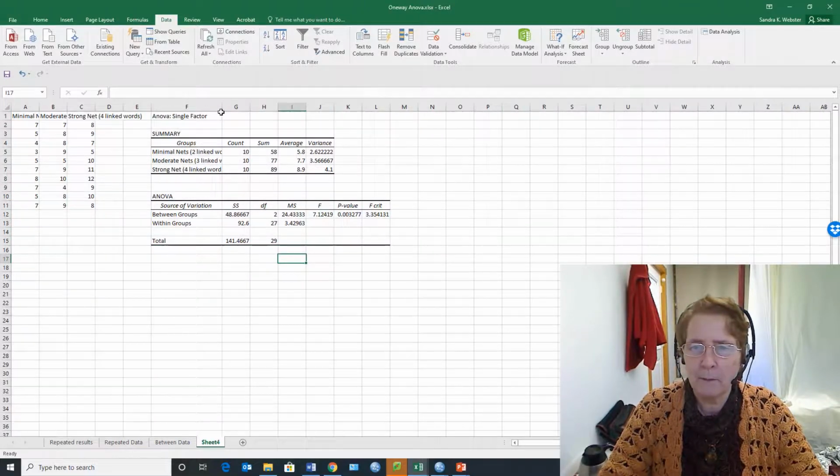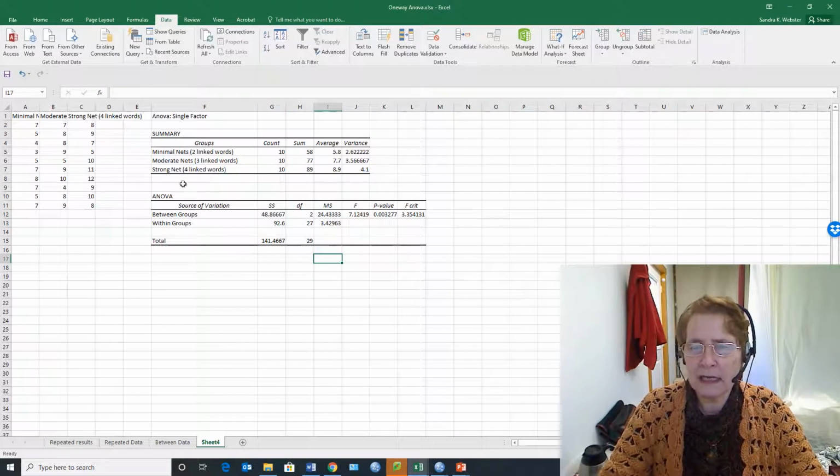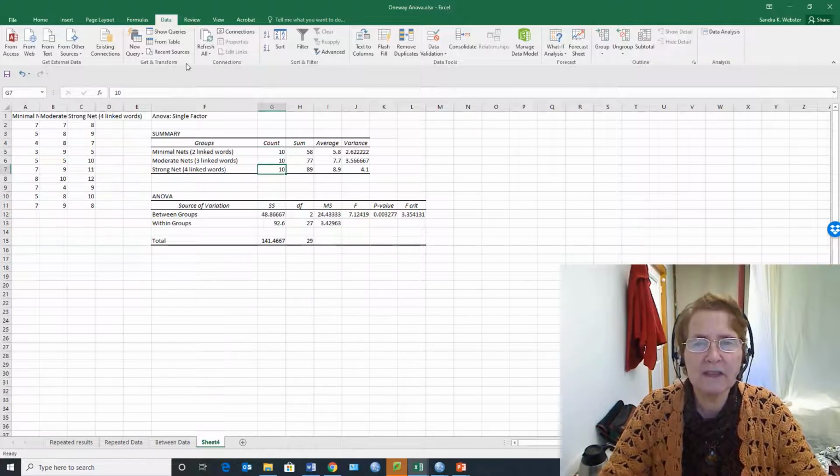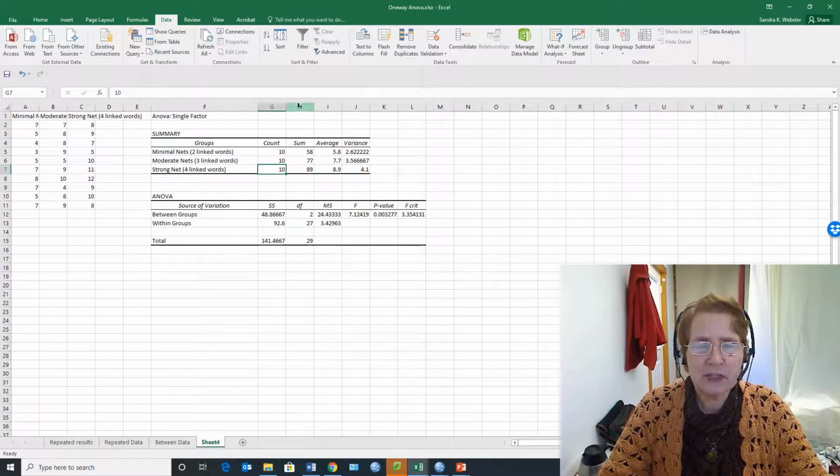Let's pull it out so we can see the words. I had rather long names for my groups, but there they are. There were 10 in each group. We always look at the descriptive statistics first. The sum was used to compute the ANOVA, but what we're interested in are the means.